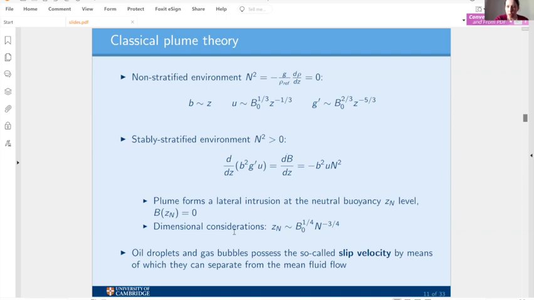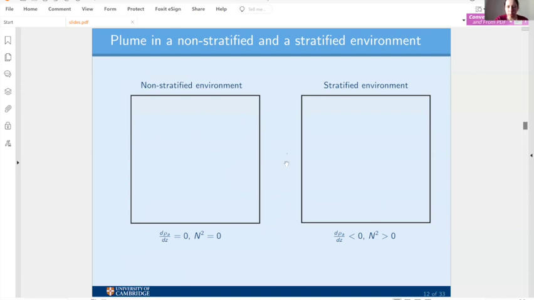Now, if we additionally talk about a multiphase plume, that will bring one more complication into the system. Namely, the oil droplets and gas bubbles possess the so-called slip velocity by means of which they can separate from the mean fluid flow and also escape the water plume. So in particular, if a plume forms a lateral intrusion, then the oil droplets and gas bubbles can escape out of this lateral intrusion due to this slip velocity. So now I think the most instructive thing to do would be to see some videos of how the plume actually behaves.